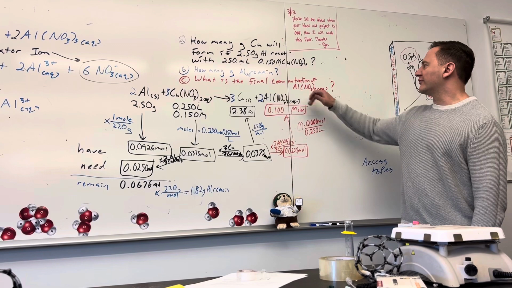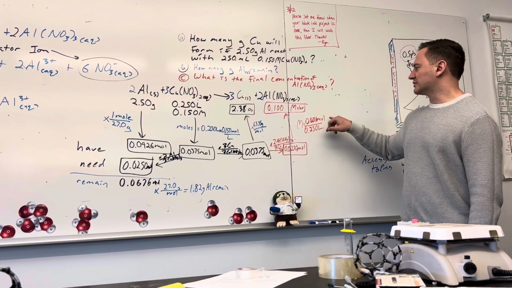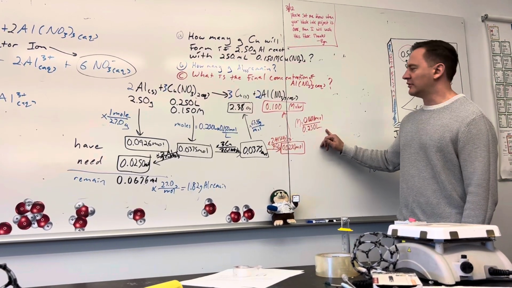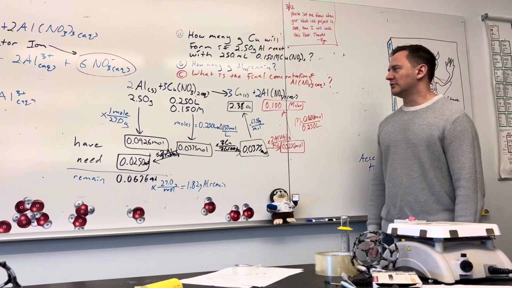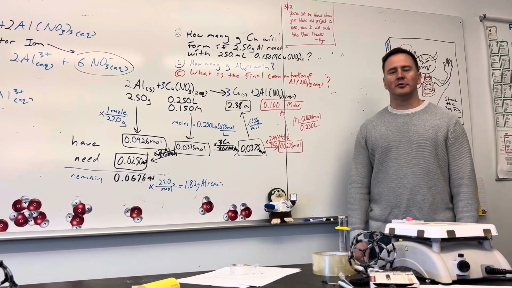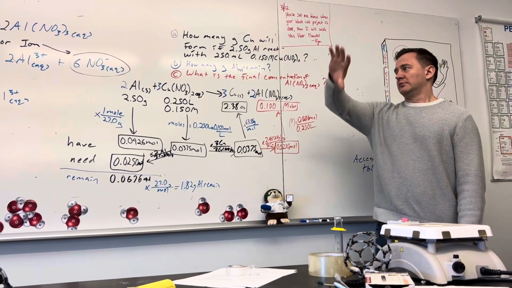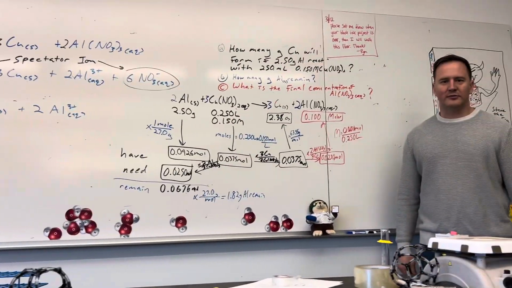And if we're looking for the final concentration, well, the molarity is going to be the moles divided by the volume of the solution, which was 250 mL, or 0.250 liters, and we would find that the final concentration of aluminum nitrate is 0.100 molar. So this is how we can describe what's happening in an aqueous chemical system if we have a single replacement reaction occurring.